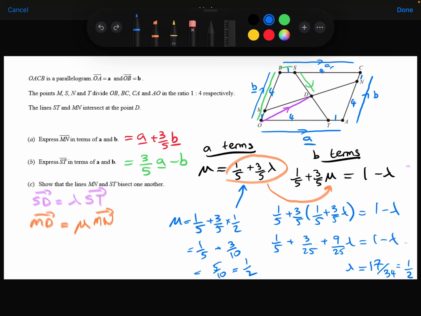So I can now just say SD equals half ST and MD equals half MN. So ST and MN bisect each other. And we're done.